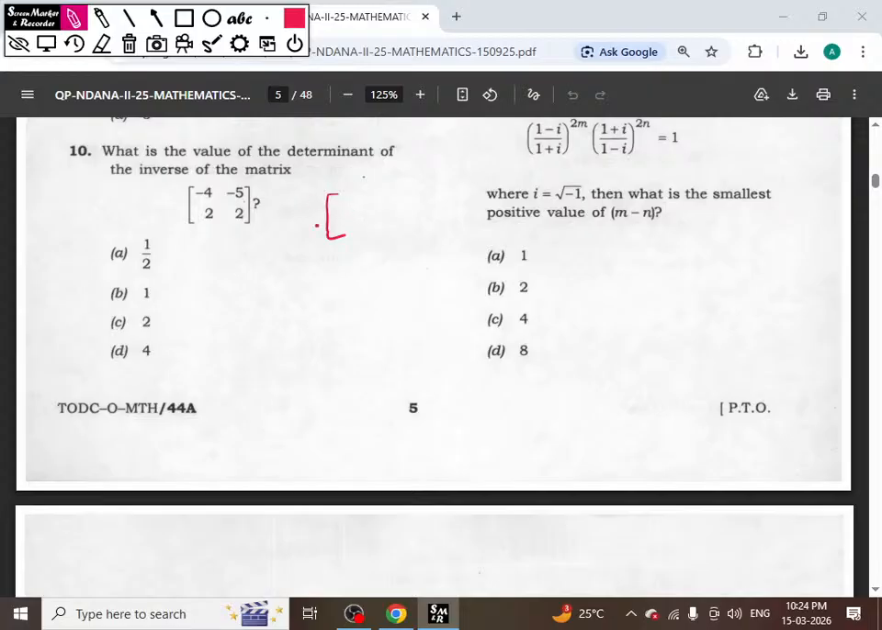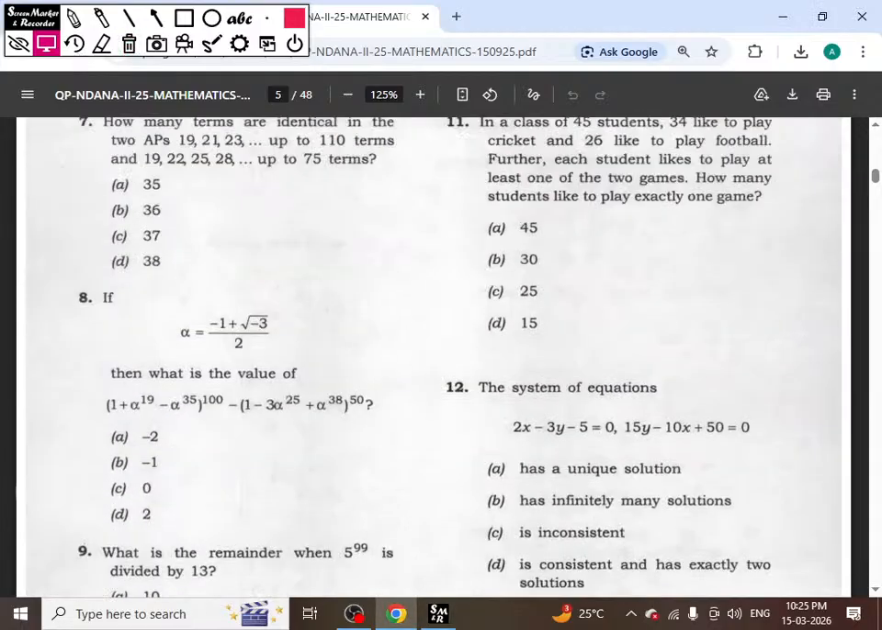So what's 4 minus 4 into 2? It is simply... so if we add, what will be the answer? 2, but it is asking the inverse, so it will be option number A. Very easy question, very easy question.